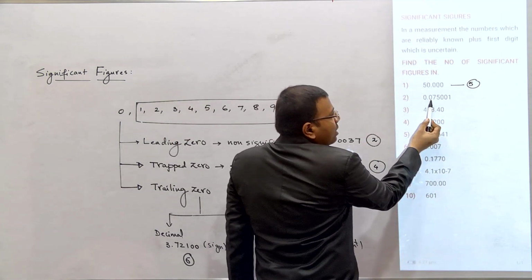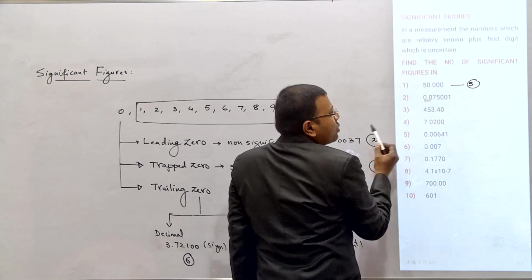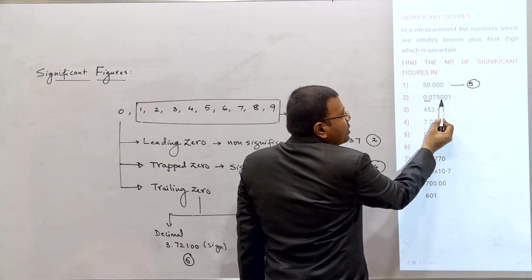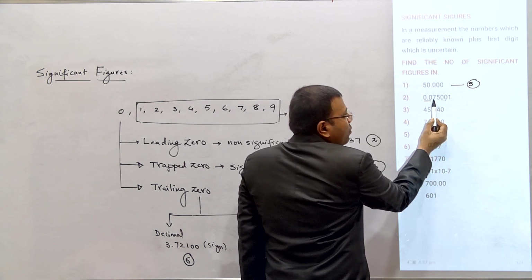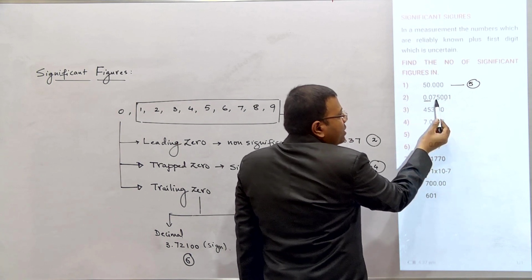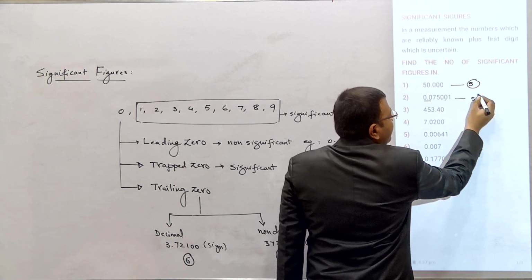Now come to the second question. Here they are the preceding zeros, right? This is 1. So they should not be counted. And these two zeros, they are the trapped zeros. So this must be counted. So therefore 7, 5, 0, 0, 1. All must be counted. That is 1, 2, 3, 4, 5. So here also we are having 5 significant figures.